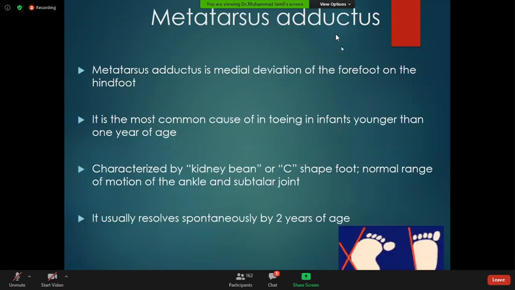So first we will discuss the metatarsus adductus. Metatarsus adductus is the medial rotation of the forefoot on the hindfoot. This is the presentation, and the foot is in the form of a C shape. You can see the C shape, and this is common around 1 year of age, or when the patient is younger than 1 year of age. It usually resolves by itself after 2 years of age.